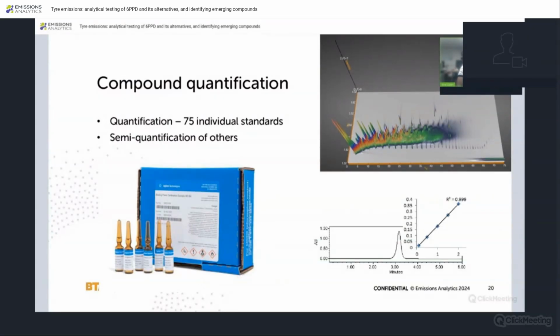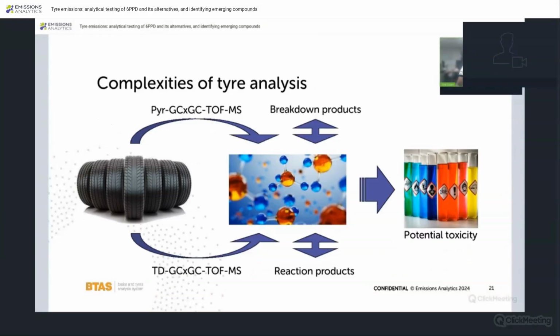And then once we identify them, we now have to quantify. So far, we're able to get approximately 75 individual standards to quantify the compounds that we have identified in tires, which is really key, because you may find them, but what are the concentrations? Are they high? Are they low? With the quantification, we're able to see which tires have high concentrations of these compounds. There are some of them for which we don't have standards, but we do a semi-quantification for the other ones so far. But we're still building on quantifying all of them with the proper standards.